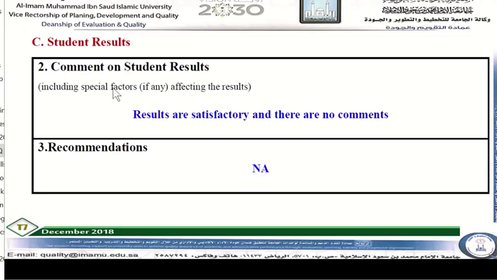And in this table, as you can see, if you're not happy about the results, you write down here the things that you're not happy about. If you're happy, you just write satisfactory, and there are no comments.